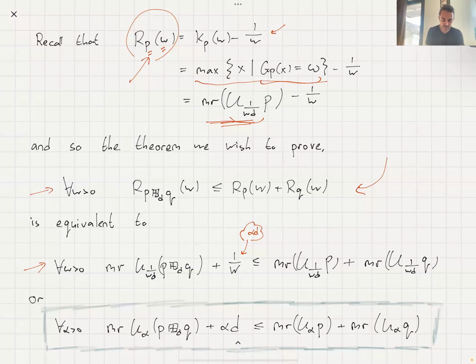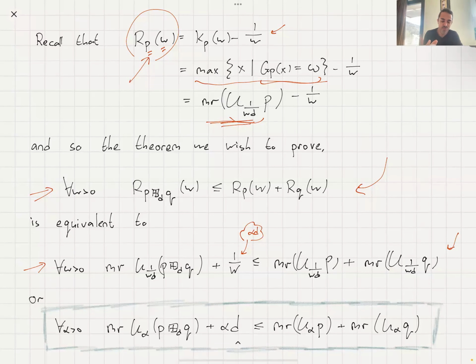So the theorem of the R transform is equivalent to saying that for every W larger than 0, the maximum root of the U operator applied to the additive convolution, plus 1 over W, because you have minus 1 over W but twice minus 1 over W on the right-hand side, so I just shifted things so that you get 1 over W on the left side, is at most the sum of the max roots of the U operator applied to the individual polynomials. So that's what we see here.